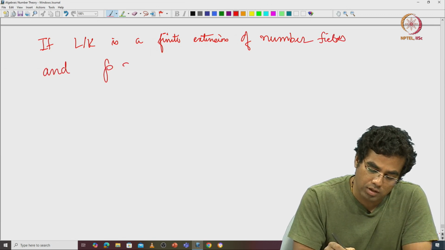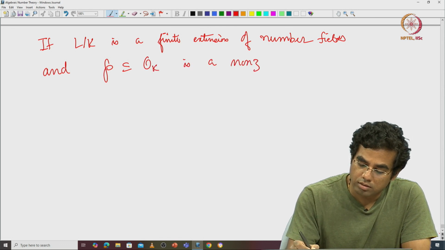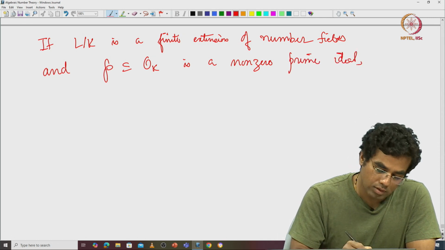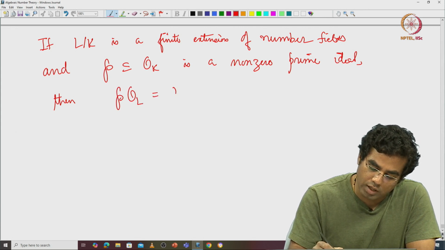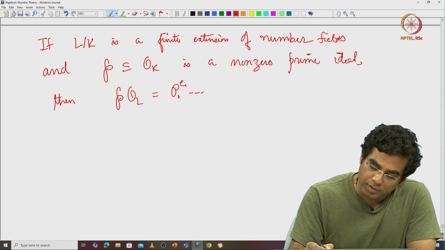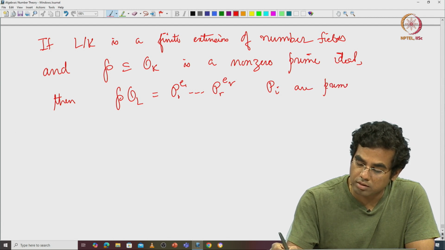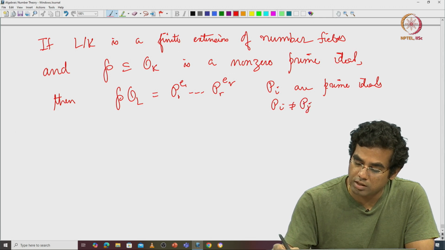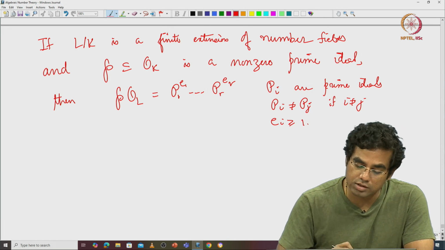and P is a non-zero prime ideal in K, then P O_L, the extension of P to O_L, is a product of some ideals, because O_L is a Dedekind domain. The P_i's are prime ideals, P_i is not equal to P_j if i is not equal to j, and the e_i's are positive integers.